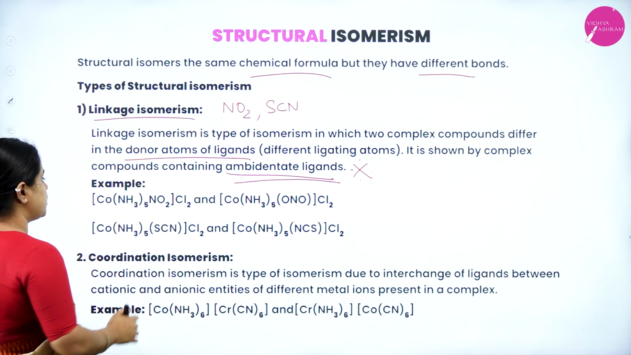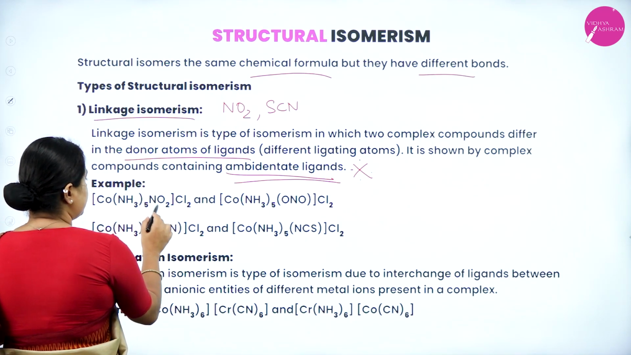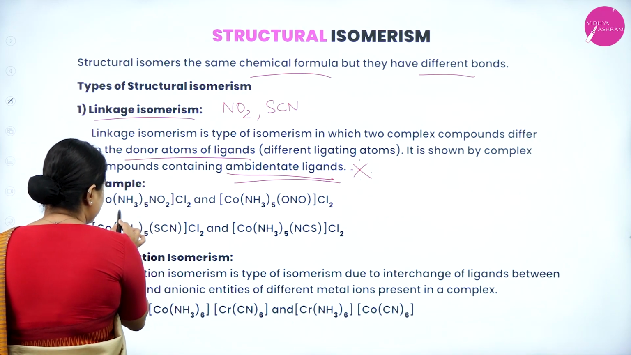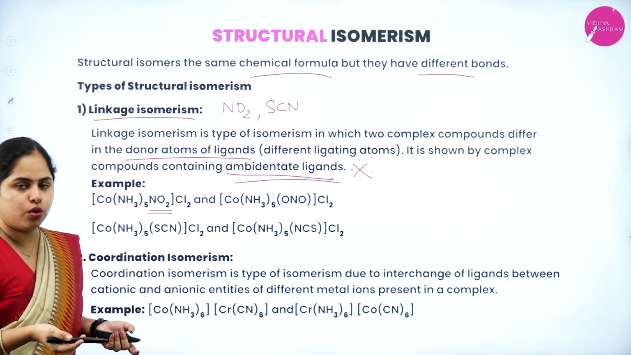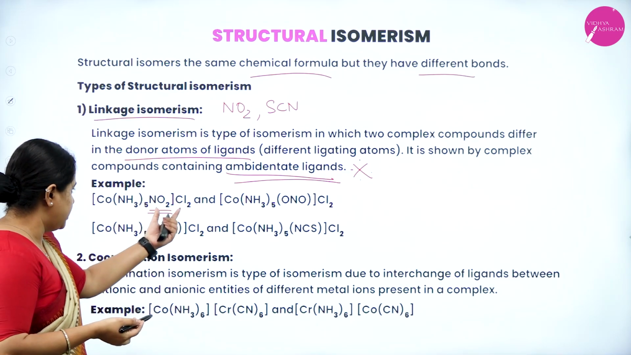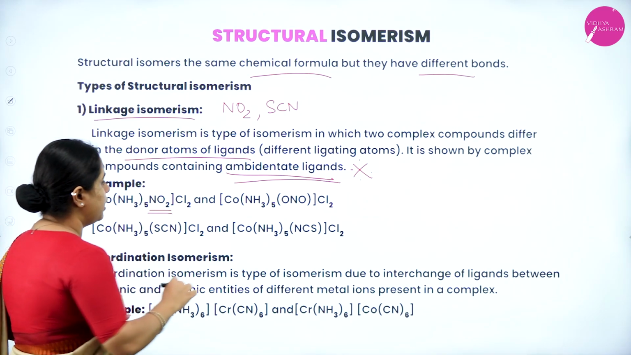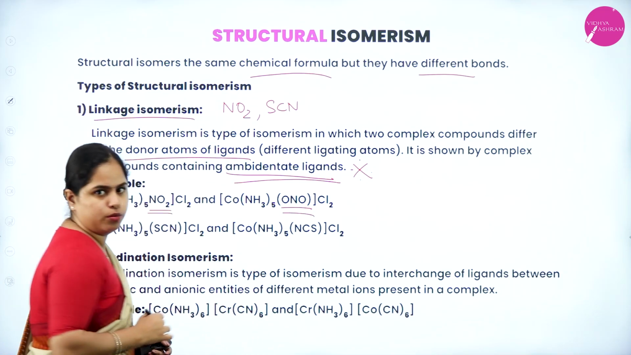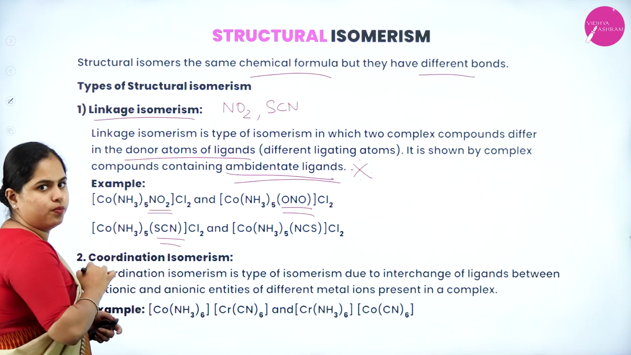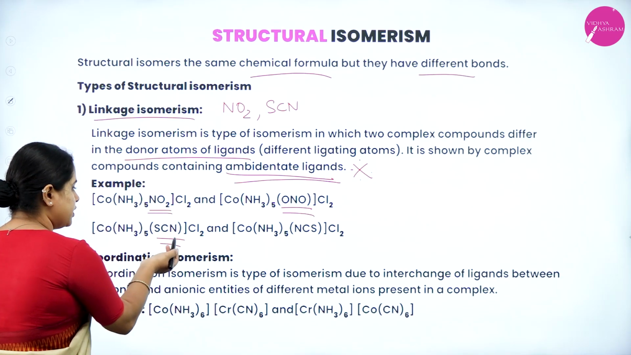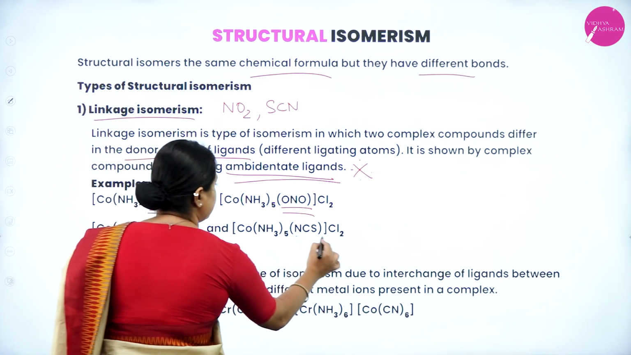As you can see here, [Co(NH3)5NO2]Cl2. You can see NO2 here, and to write the linkage isomer, instead of NO2 you write ONO, right? So this is another isomer for it. You can also see [Co(NH3)5SCN]Cl2, which will have an isomer. Instead of SCN it will be NCS, right? It will be NCS.